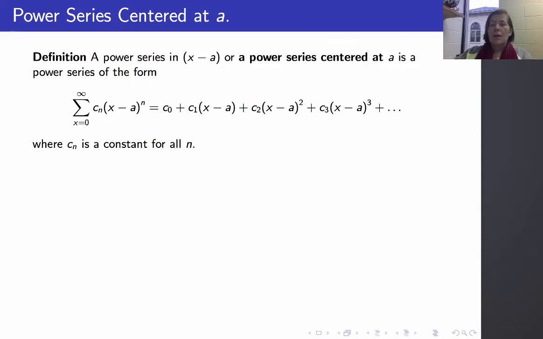Here we introduce something a little more general. It's called a power series centered at a. This is a power series of the previous form, except the x is replaced by x minus a. This is an infinite sum of the form, the sum from 0 to infinity of c_n times (x minus a) to the n. The c's here are constant coefficients, and the terms of the series are a constant coefficient times (x minus a) to the power of n.